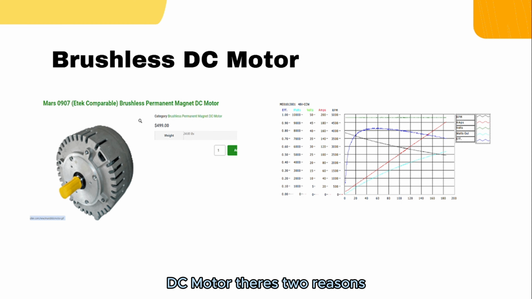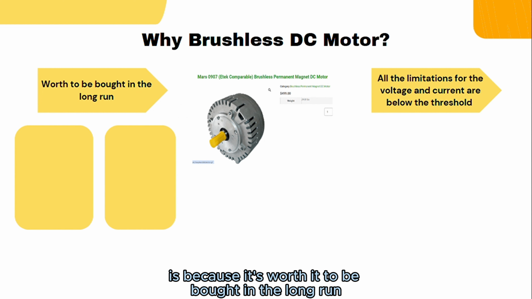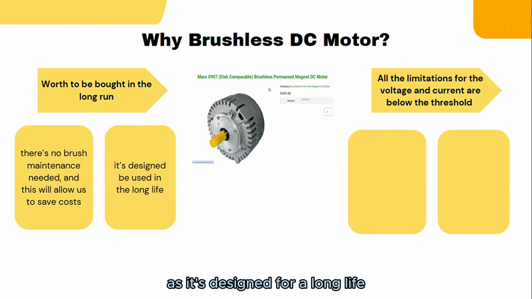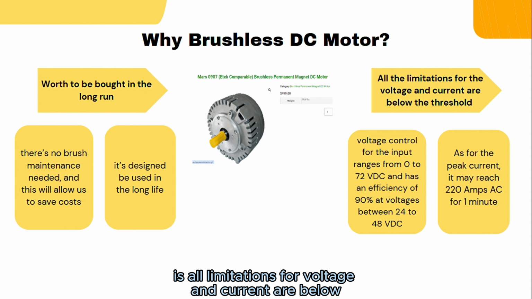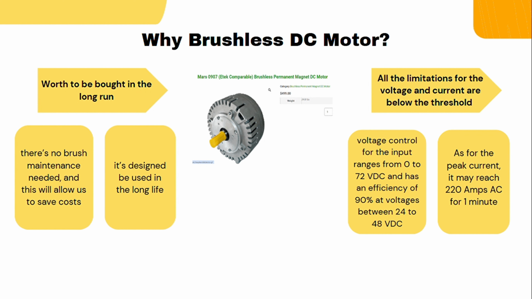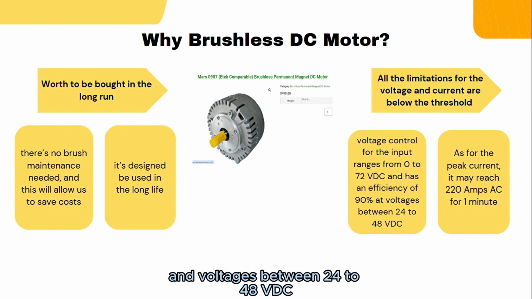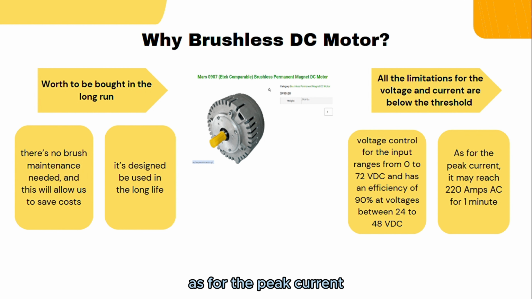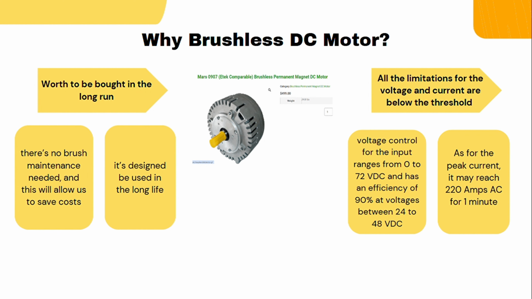As for the motor, I chose the Mars 0907 brushless DC motor. There are two reasons. The first one is because it's worth buying in the long run, as it's designed for a long life and no brush maintenance is needed, which allows us to save costs. The second one is that all limitations for voltage and current are below the threshold. This is because the voltage control for the input ranges from 0 to 72 VDC and it has an efficiency of 90% at voltages between 24 to 48 VDC. As for the peak current, it may reach 220 amperes AC for 1 minute.